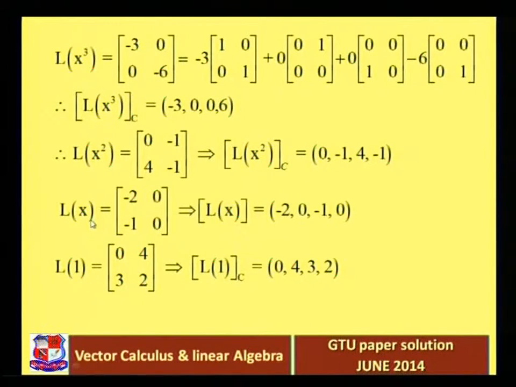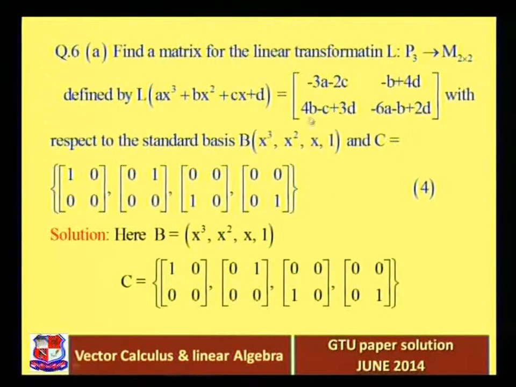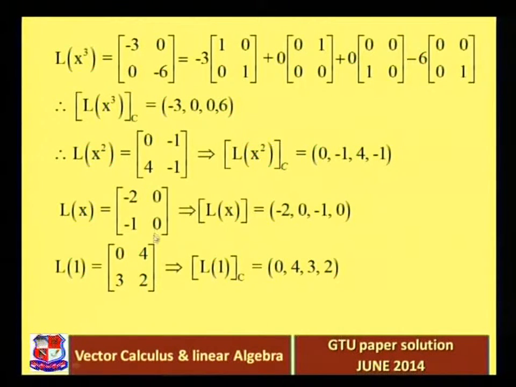Similarly, we can find L of x, that is, C is 1, A, B and D are 0. Put C is 1 and A, B and D are 0. You will get minus 2, this is 0, minus 1, and this is 0. So minus 2, 0, minus 1, 0. And the third column of the required matrix is minus 2, 0, minus 1, 0.